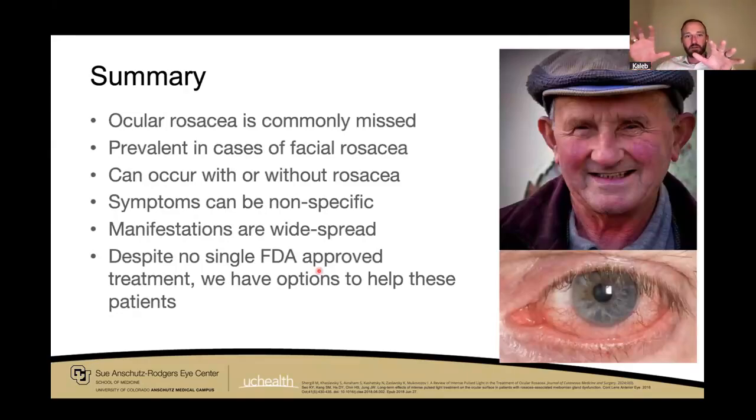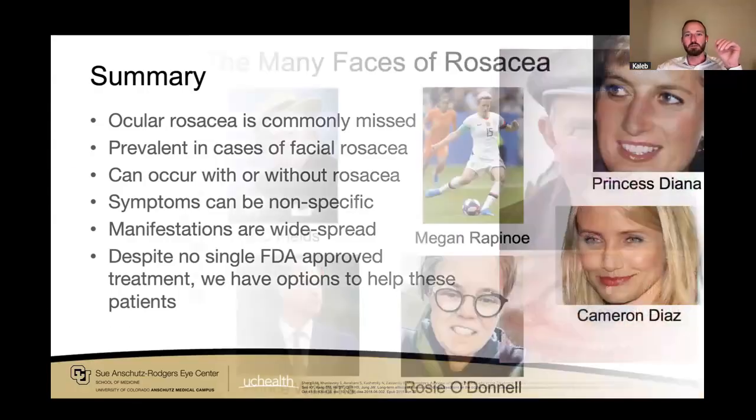So in summary from the rosacea part, ocular rosacea is common, but it's commonly missed. It's prevalent in cases of facial rosacea, but it can occur in cases without facial rosacea. Symptoms can be non-specific, but the manifestations of ocular rosacea are widespread. And even though we don't have a single FDA-approved treatment for ocular rosacea at this time, we have plenty of options to help these patients out.